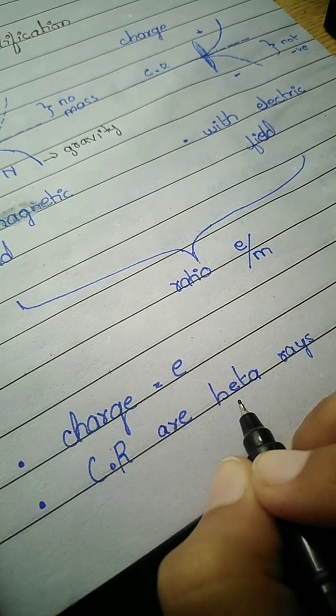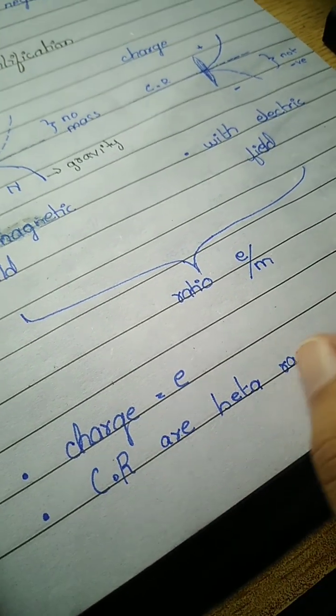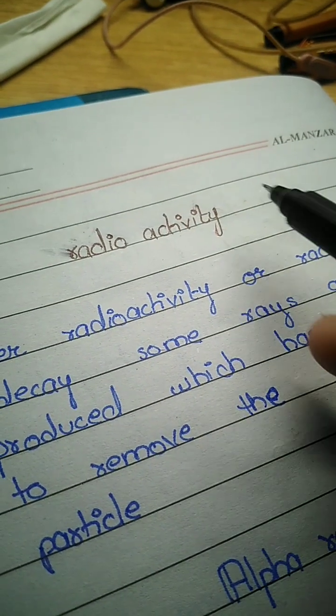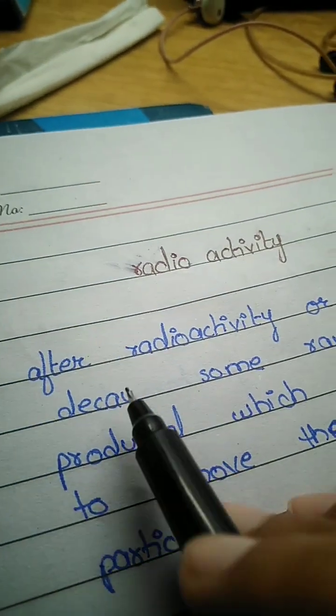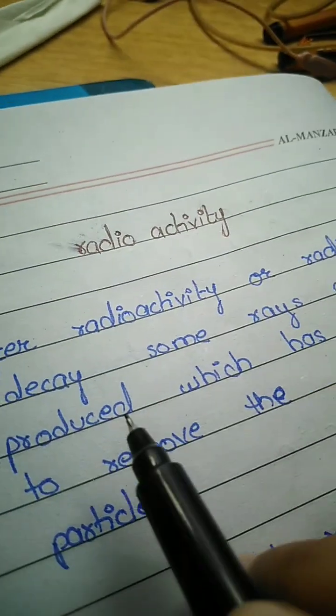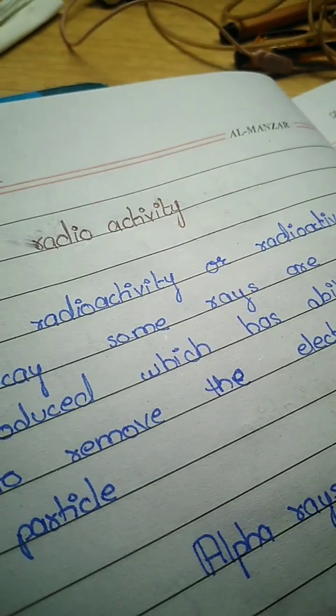Now what are beta rays? We're going to talk about this in detail. First we're going to talk about radioactivity. After radioactivity or radioactive decay, some rays are produced which have the ability to remove electrons or particles.